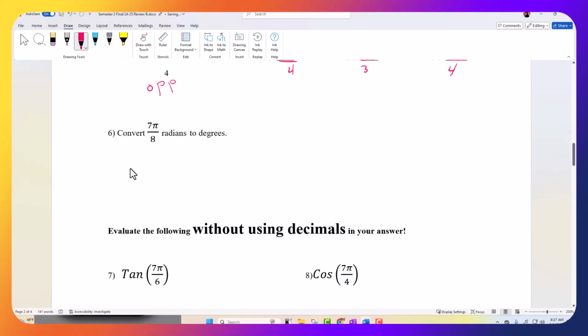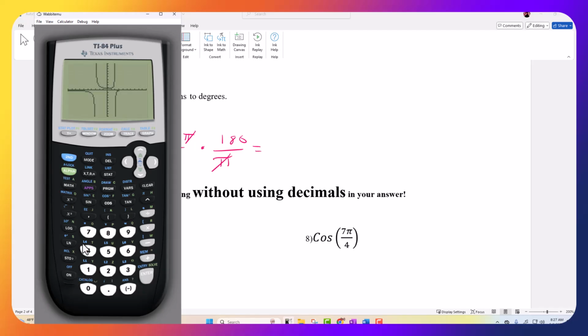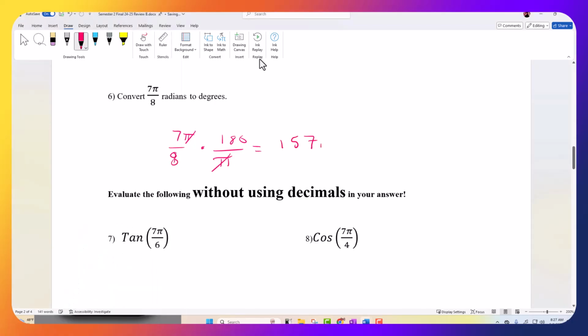When converting radians to degrees, we have 7 pi over 8, sorry. We multiply by 180 over pi, and the pi's should cancel. I then just have to put 7 over 8 times 180 in the calculator. So 7 divided by 8 times 180. That's going to give me 157.5 degrees. Okay.